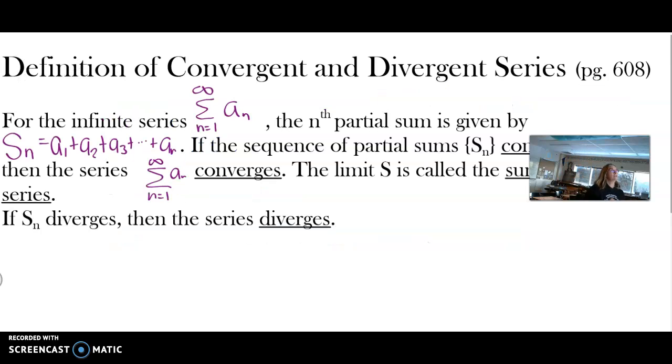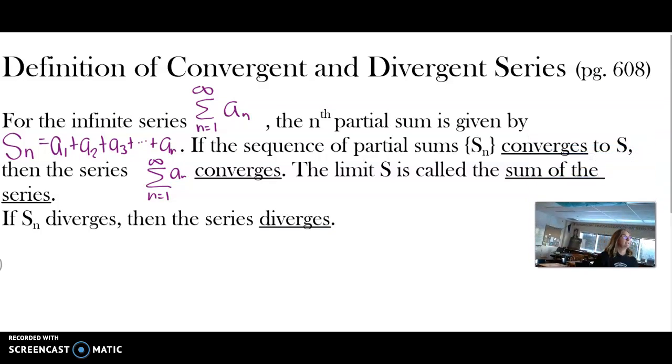Okay, so in your notes, put this definition in. It's on page 608 in your textbook. For the infinite series of a sub n from n equals 1 to infinity, the nth partial sum is given by this, and it'll be represented with s sub n. So if we wanted to find s sub 3, it means add the first three terms, and so on, like I just showed you.